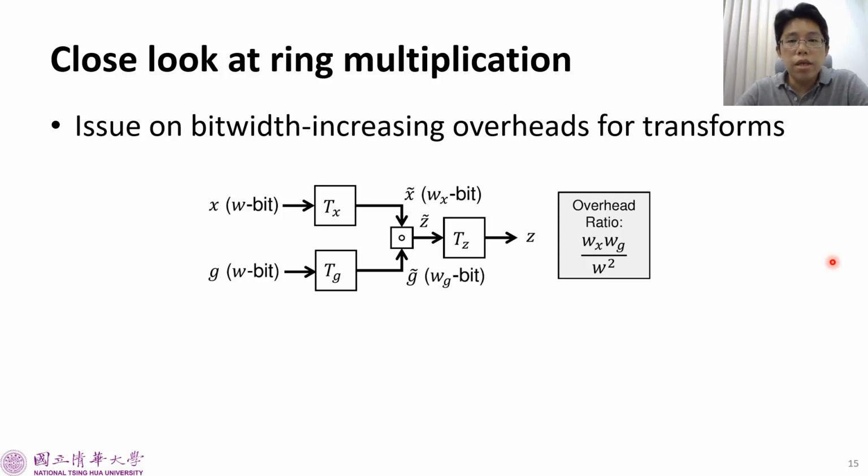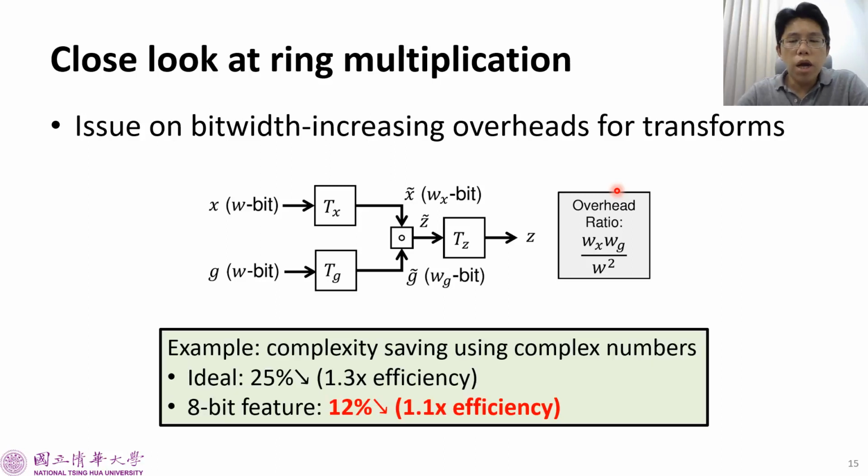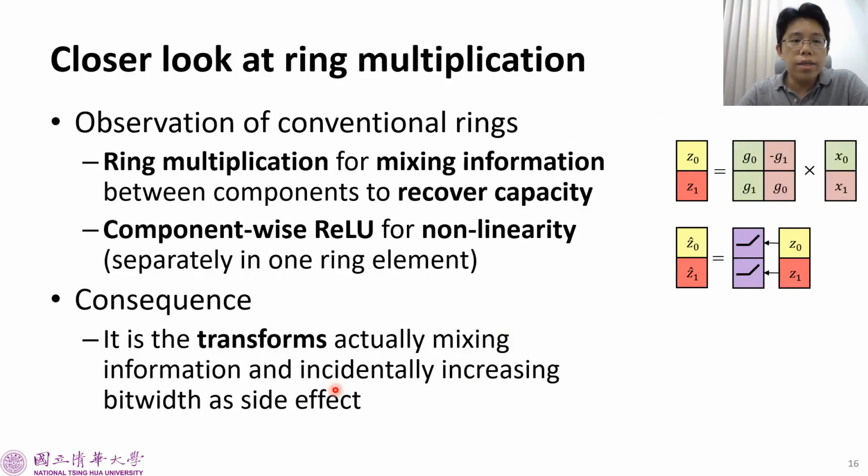When using a fast algorithm, the transform here will increase the bit width of the multiplication in the transform domain, so we will have some overhead. For complex number, the ideal complexity saving is 25%, but if we use 8-bit features and weights here, this saving ratio will be down to only 12%. To know this problem better, we can take a closer look.